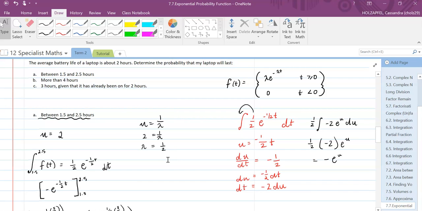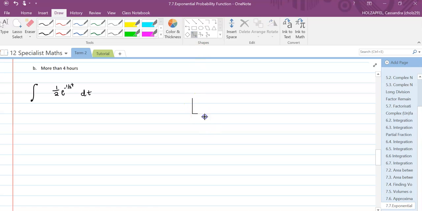Okay, let's have a go at this second question now. Determine the probability that my laptop will last more than 4 hours. Let's think about what's actually happening here when something is going to be lasting for more than 4 hours. So this is going to be my exponential function here, and this is going to be pretty rough. This might be the point where it's going to last for 2 hours, and then this might be the point where it's going to last for about 4 hours.